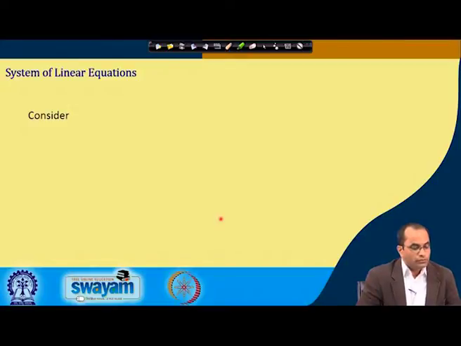So, now coming to another example. We have now x minus y is equal to 1, and the second equation we are considering is minus x plus y is equal to 2. So, this is equation number 1 and then we have equation number 2 here.